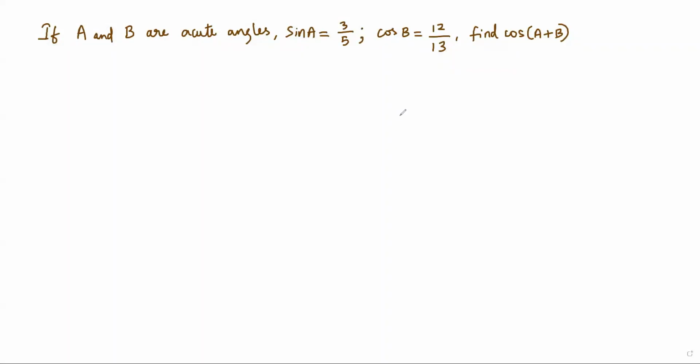Here we have a question in trigonometry. Okay, let's go over the question. If A and B are acute angles, sine A is equal to 3 over 5, cosine B is equal to 12 over 13. Find cosine of A plus B.